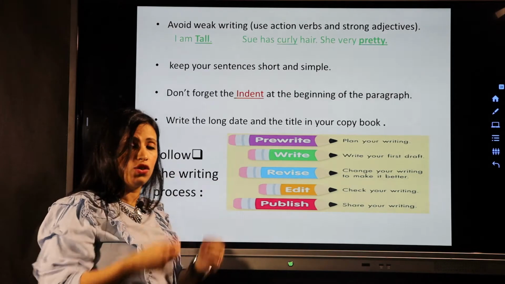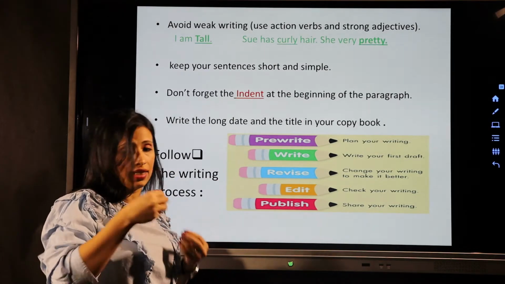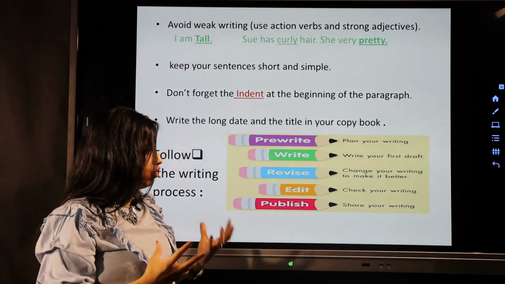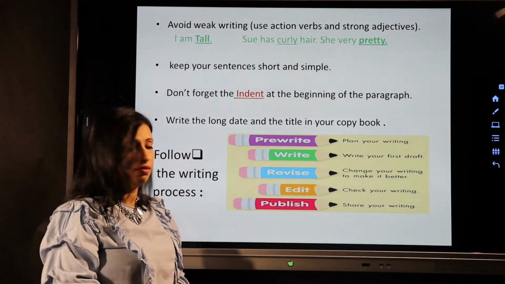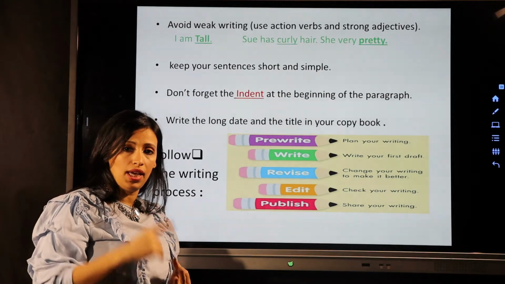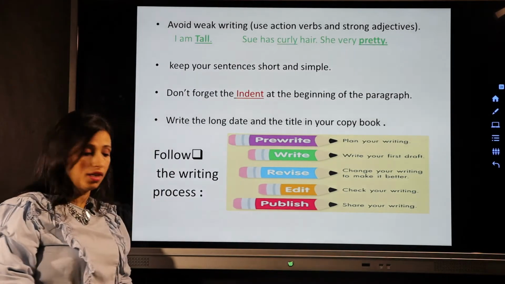Okay, you're going to write your writing, and then you're going to add some ideas and erase some ideas, so your writing will be perfect and better. Check your writing. You're going to check your structure, your punctuation, everything. Then at the end you can share your writing.